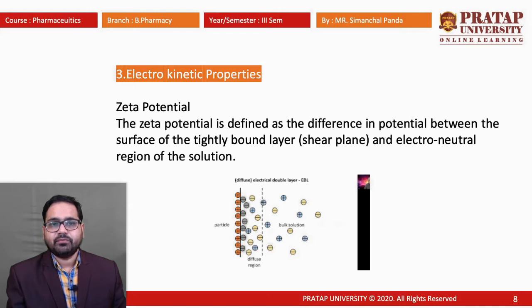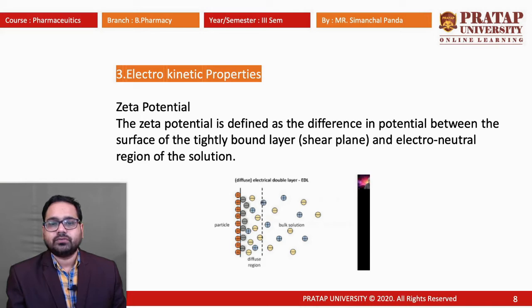There are different types of electrokinetic properties. Here I have given the example of the zeta potential. Zeta potential refers to an imaginary layer which is balanced by two opposite types of ions. All positive ions are close to the negative ions, and those are electrochemically neutral in nature.